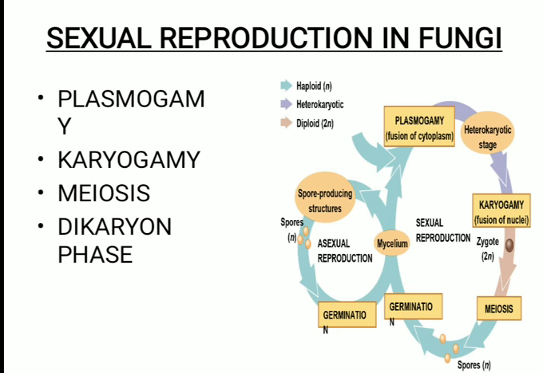Now I will tell you how sexual reproduction takes place in the fungi. The sexual reproduction involves the following three steps. First step is plasmogamy, then karyogamy, and then meiosis, which results in the formation of the dikaryon phase. You can see in the diagram that when a fungus reproduces sexually, two haploid hyphae of the compatible mating type, I mean two hyphae of the similar fungus, come closer to each other, come together and fuse.